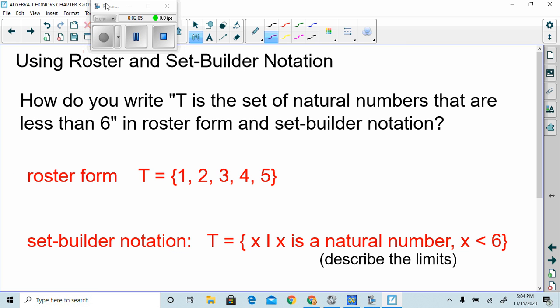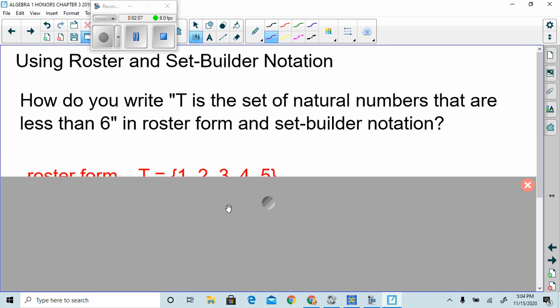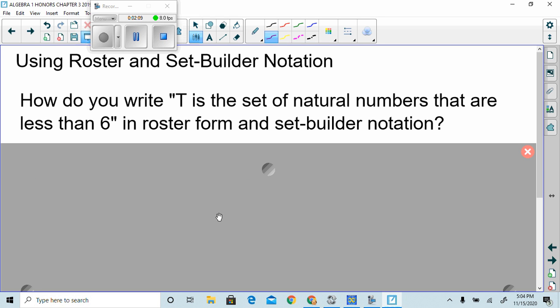Here's a second example. Let's do one thing at a time. Let's start by finding out that they would like us to write set T, and set T is the set of natural numbers that are less than 6 in both roster form and set builder notation. Well, roster form is the easier of the two, so go ahead and make your list. And again, it's a list of natural numbers that are less than 6. Let's see if we agree.